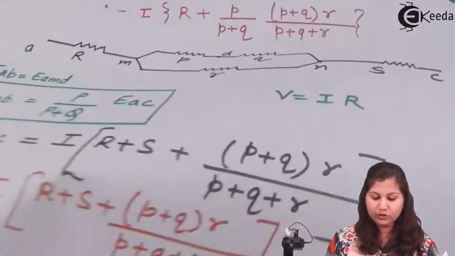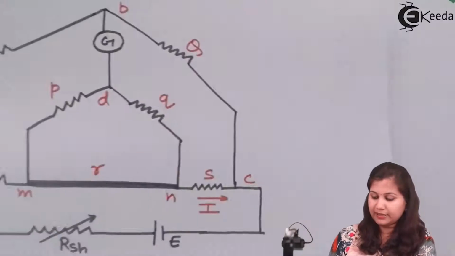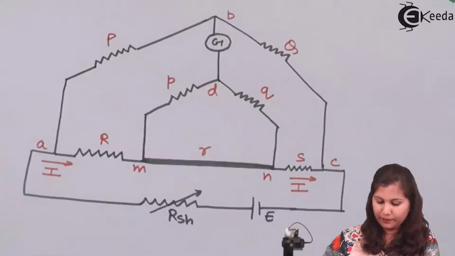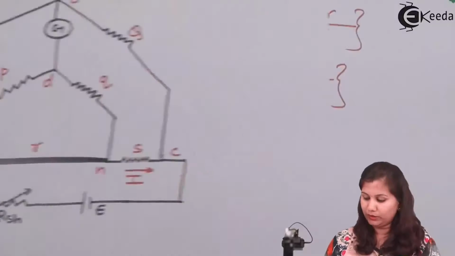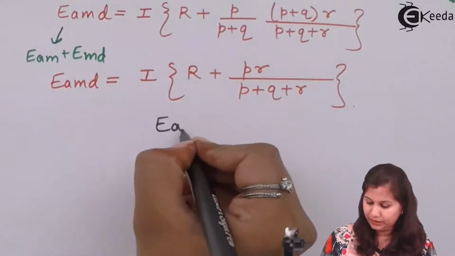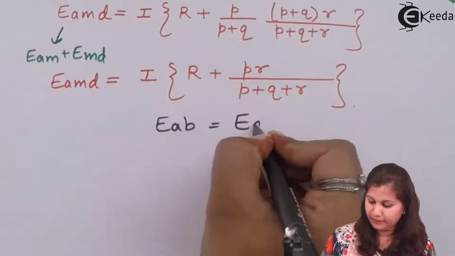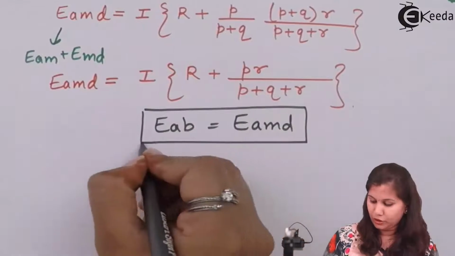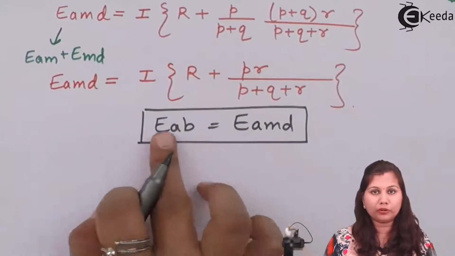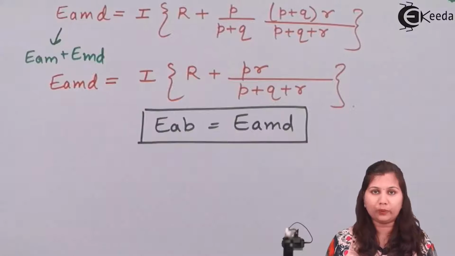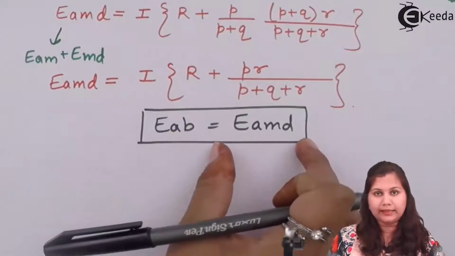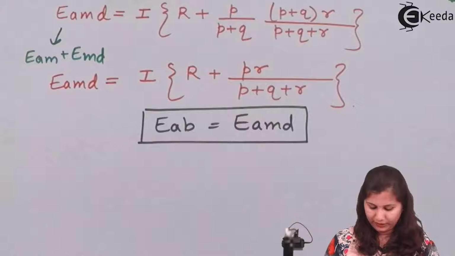Now what the Wheatstone-Bridge principle says is that the galvanometer deflection will be null when the voltage drops across the two arms are equal. That is, E_AB is equal to E_AMD. So we have the values of both the voltages, so we are going to put the values of E_AB and E_AMD and equate them.